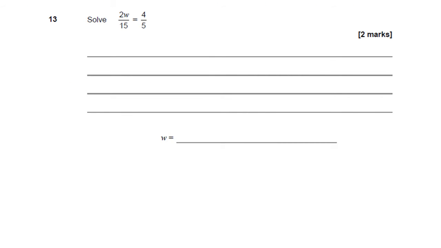For question 13, we need to solve 2w over 15 equals 4/5. Now looking at these, as 5 goes into 15, we could make 4/5 into a fraction over 15 and solve like that. That's a perfectly good method. What I've done instead is I'm going to multiply both sides by 15. So the left-hand side becomes 2w. The right-hand side, 4/5 of 15 is 12. So we get 2w equals 12. So w is equal to 6.